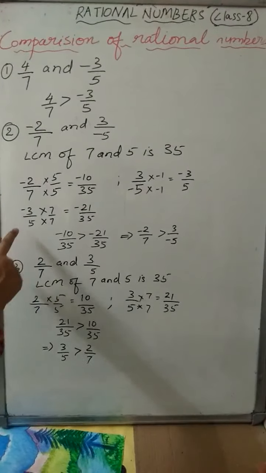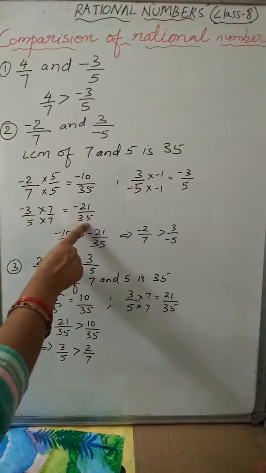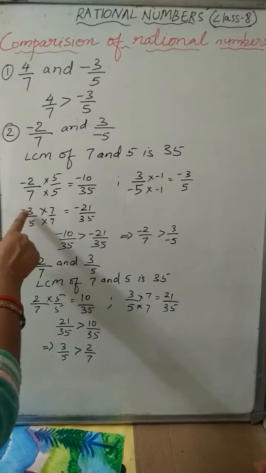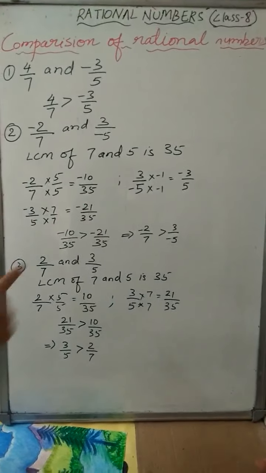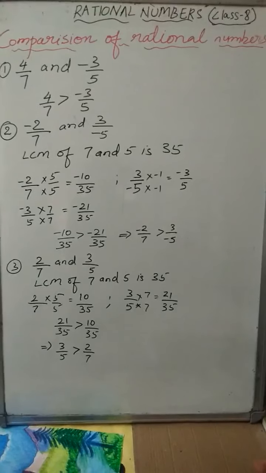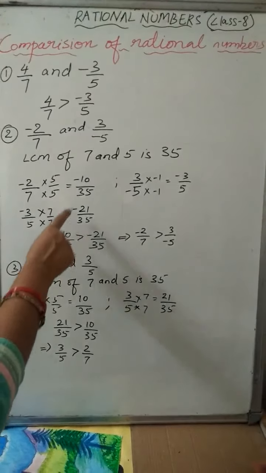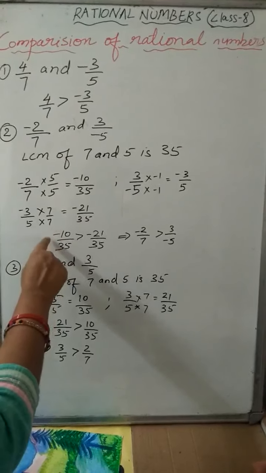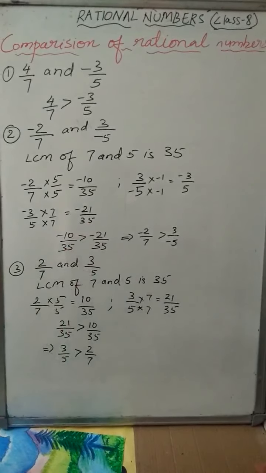Now again make the equivalent fraction of minus 3 by 5 with denominator 35. So 5 7s are 35 and minus 3 into 7 is minus 21. Now you can see in both cases the denominators are same. So if denominators are same, then you have to see both are carrying a negative sign. Minus 10 and 21 with a negative sign, that is minus 21.